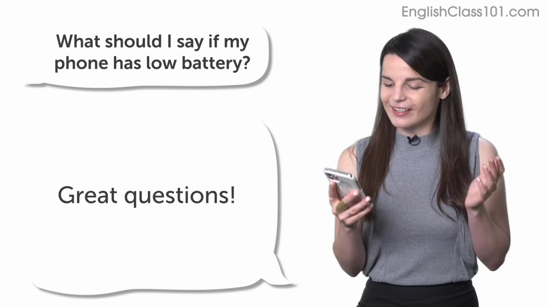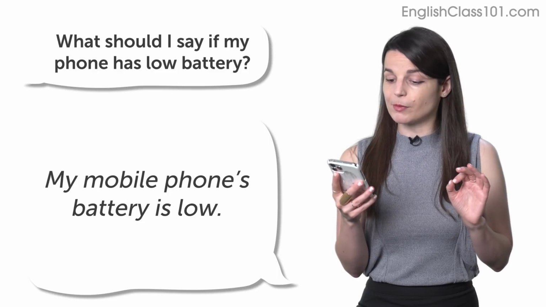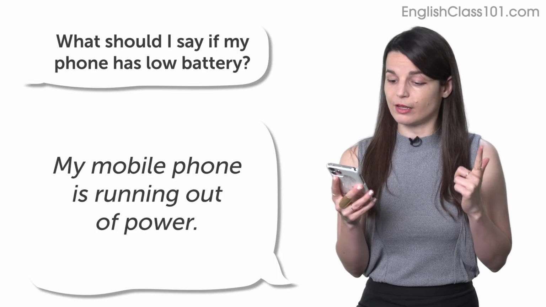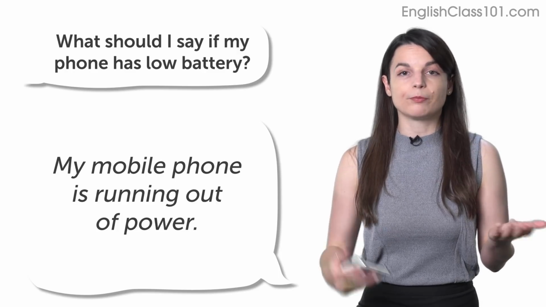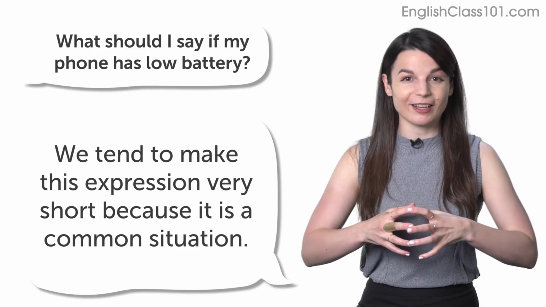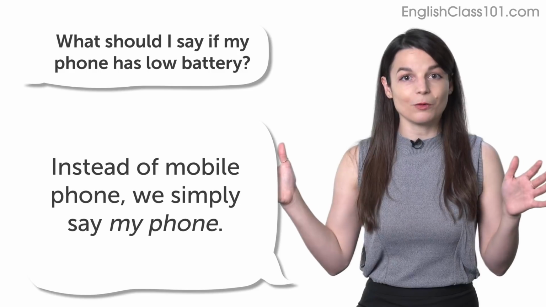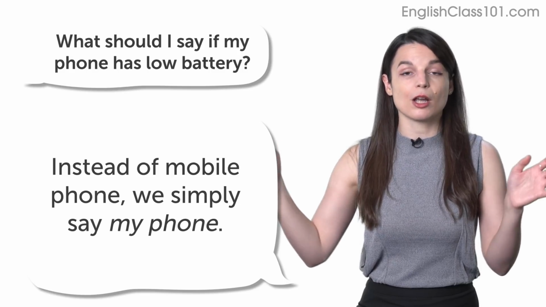Great questions. So first, your first example sentence is perfect. So "my mobile phone's battery is low", or "my mobile phone is running out of power." Both of these are great. The only thing is we tend to make this expression very short because this is a very common situation. For example, "mobile phone" is long. We usually say in American English, "my phone."